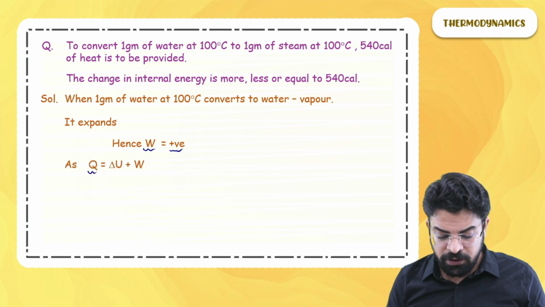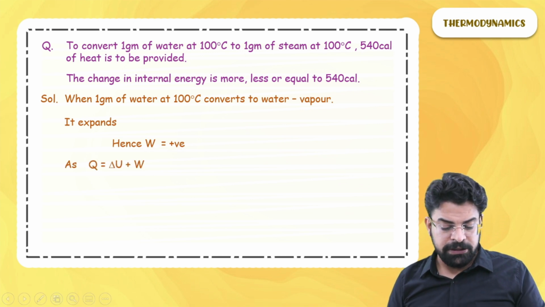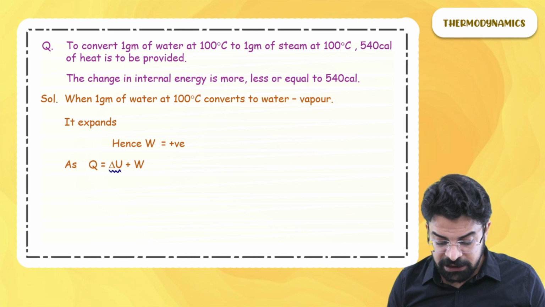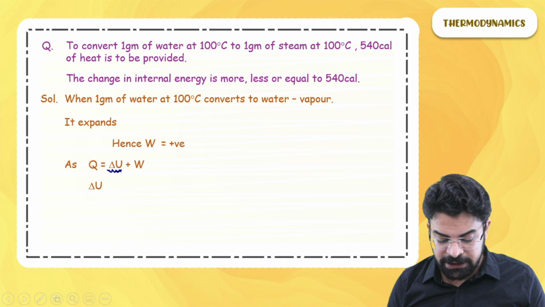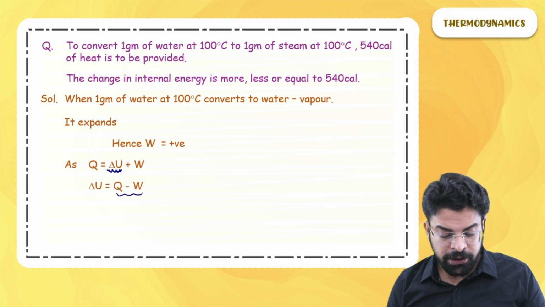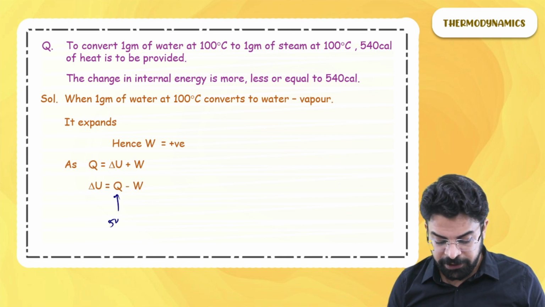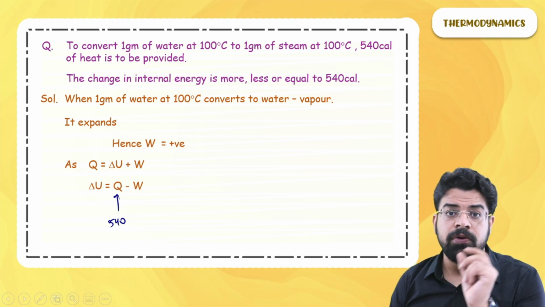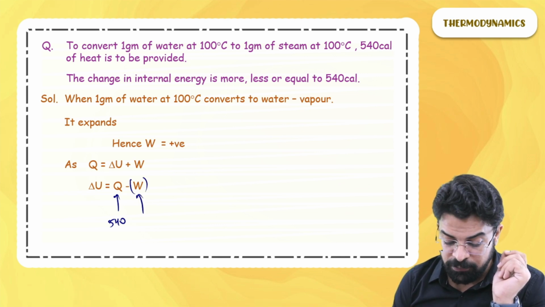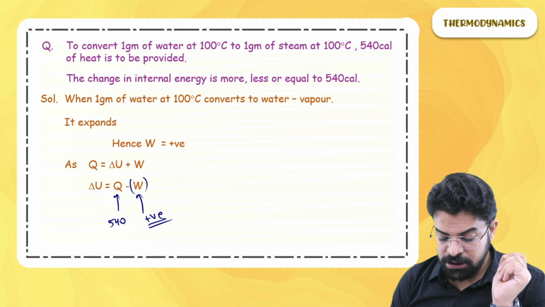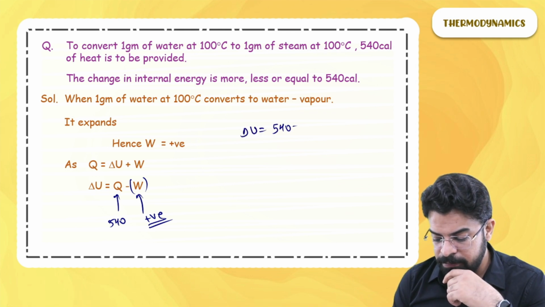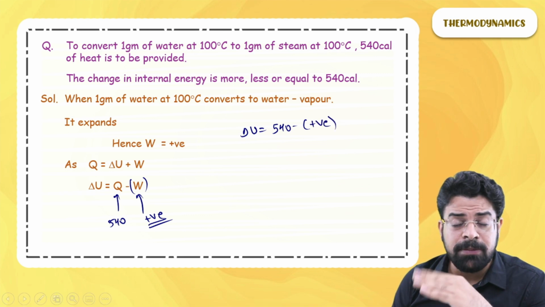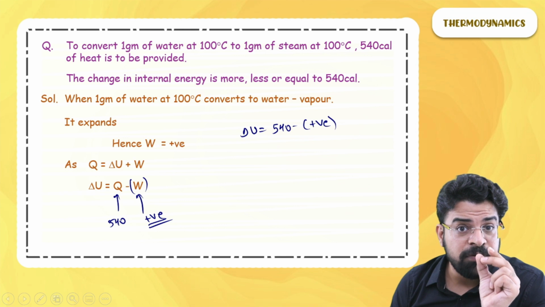Now from the first law, Q equals delta U plus W. Delta U is what we need to find, the change in the internal energy. So we can write delta U equals Q minus W. The heat given is 540, and from this 540 you have to subtract a positive work. So the change in internal energy will be 540 minus something positive, which will give you a number less than 540.